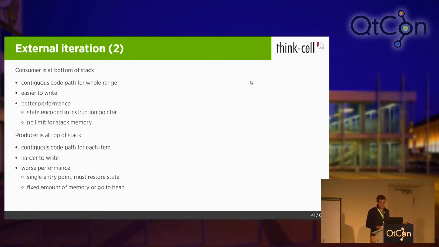When you want to carry state from producing one element to producing the next element, so from one call to the next call, the only place you can do this is inside your iterator. Inside your iterator, you only have limited space. You can't use arbitrarily large amounts of stack space that get carried between iterator calls. Or you have to go to the heap and allocate the memory there, but that's certainly not very efficient.